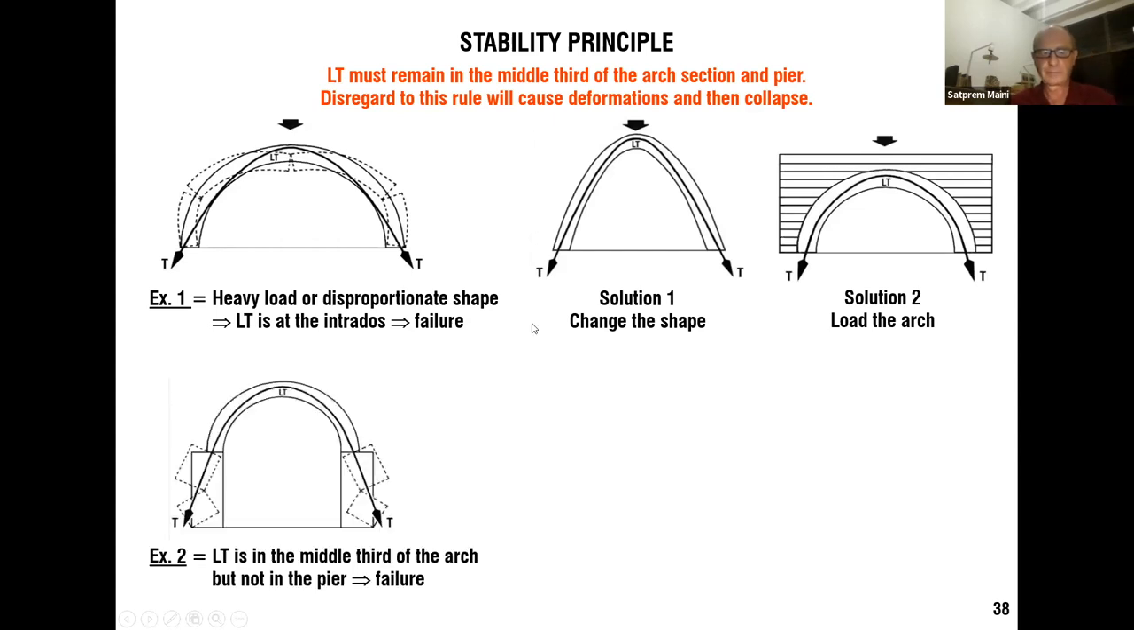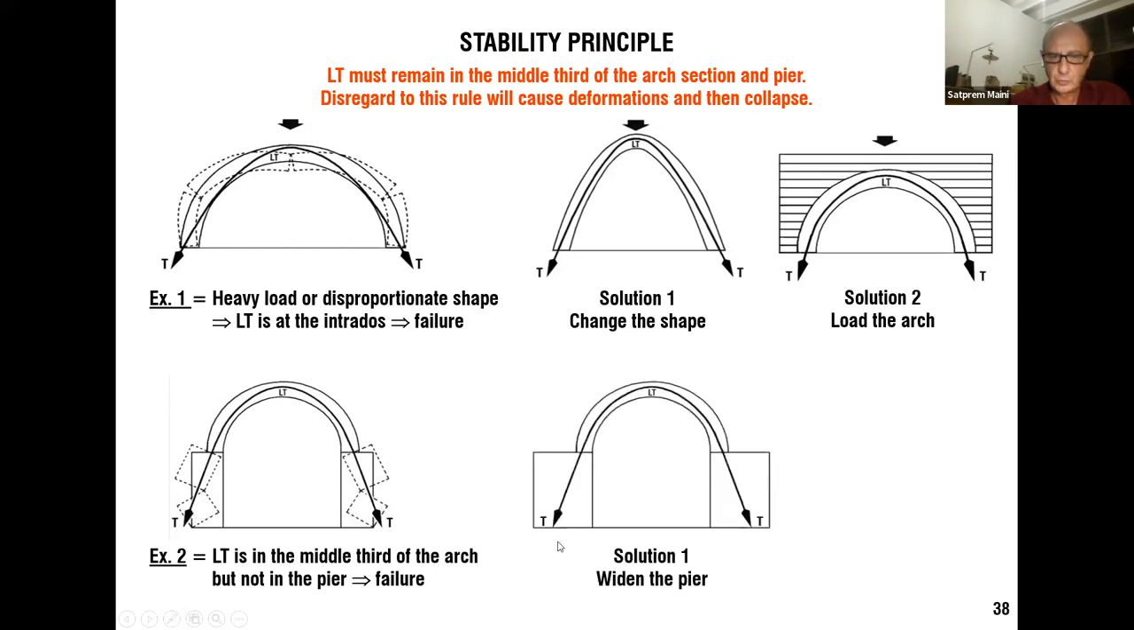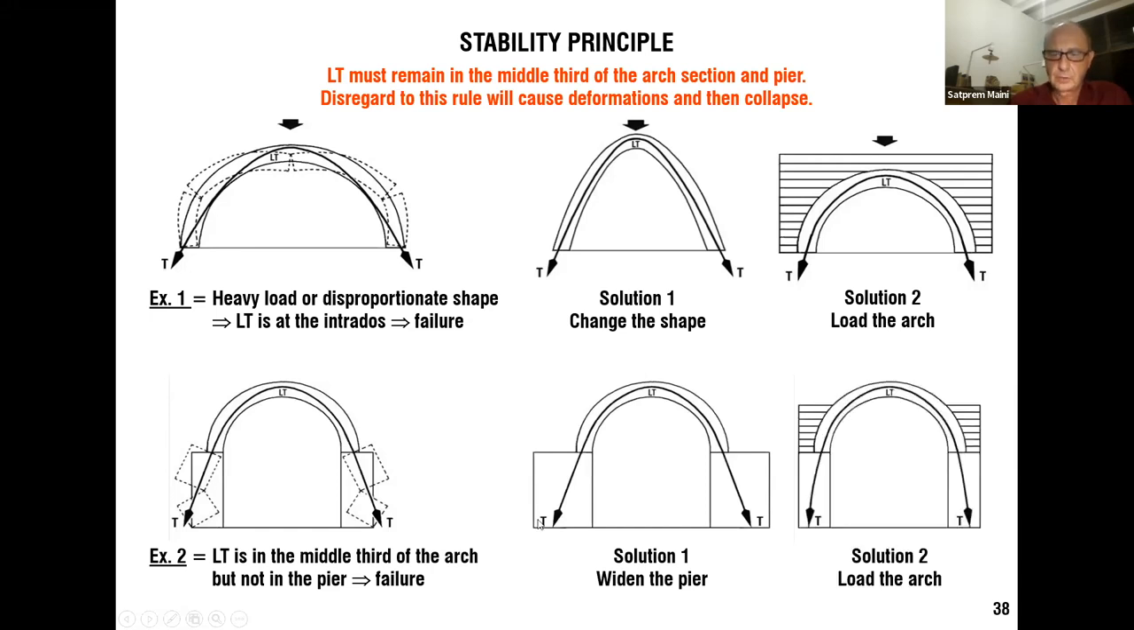Another case here where you have the arch itself is stable, but not the pier below. Because what is essential is that LT should be in the section of the arch and the pier. That means on the masonry below. And this should be also in the foundations below. That means this force LT must always remain in the middle third of the entire masonry from the arch to the walls or the pier and to the foundations. So this will collapse because LT goes out of the pier. So solution one, you make a wider pier, like a buttress, or you load the arch again. Because if you put some weight here, the force will be more vertical at the end.